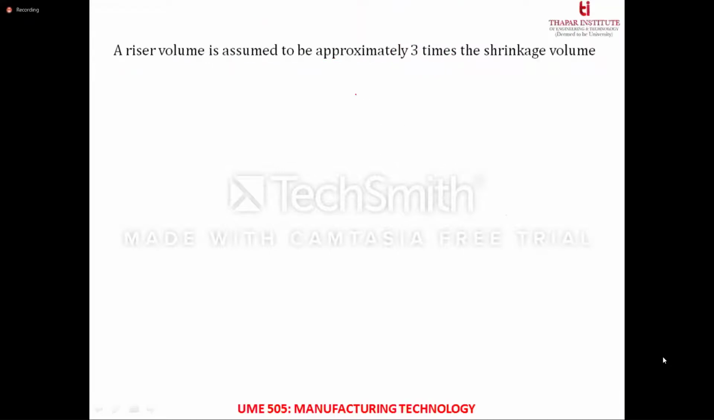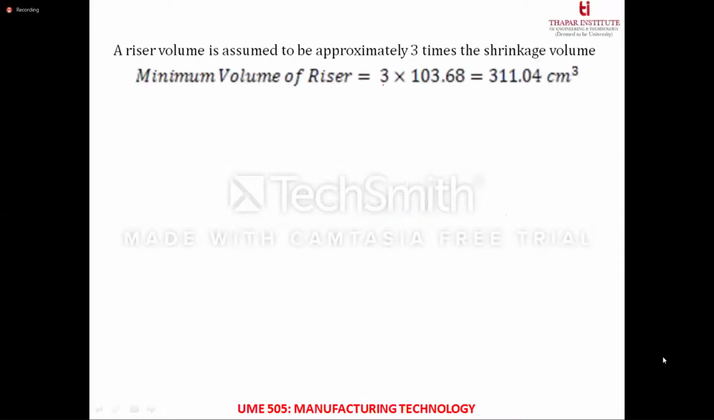So what we are going to now decide is the riser volume. Riser volume is approximately 3 times, so we are going to take it exactly 3 times. So 3 into what was the shrinkage volume? If you remember, it was 103.68. So 3 into 103.68 gives me 311.04. So this is the volume that my riser should hold, so as to compensate for the shrinkage volume. So this is the basic volume of my riser that it should hold to minimize shrinkage volume.